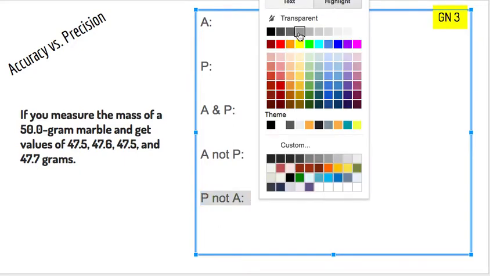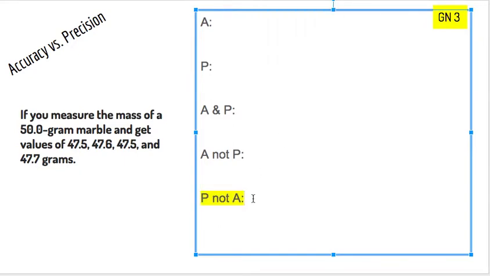We can again highlight this example. Precise, not accurate. Close together, far from 50.0 grams.